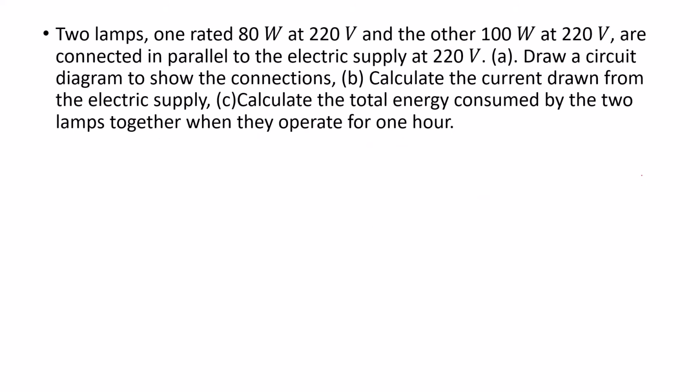Two lamps, one rated 80 watt 220 volt and the other 100 watt and 220 volt, are connected in parallel to the electric supply at 220 volt. The first part of the question is draw a circuit diagram to show the connections. So it is said that the two lamps are in parallel. So we have to make a circuit diagram.